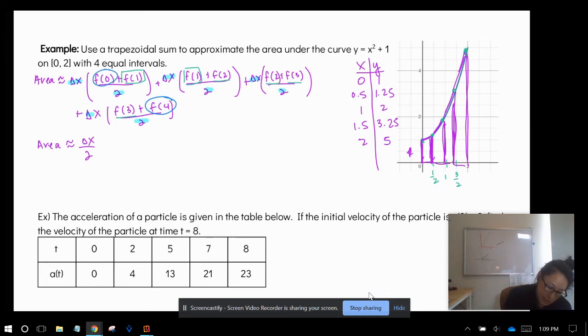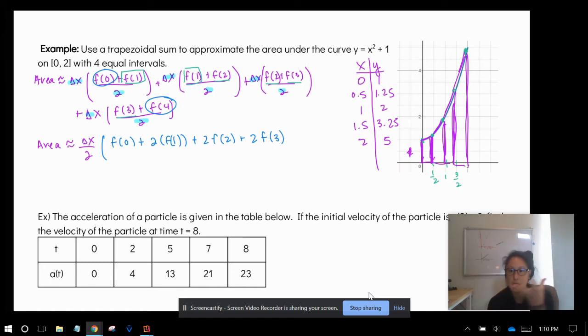So I'm going to write this as f of 0 plus 2 times f of 1 plus 2 times f of 2 plus 2 times f of 3. So every height on the inside of our trapezoid, of our curve here, gets added twice. And then I only have one of the endpoint. Okay, time to plug in.